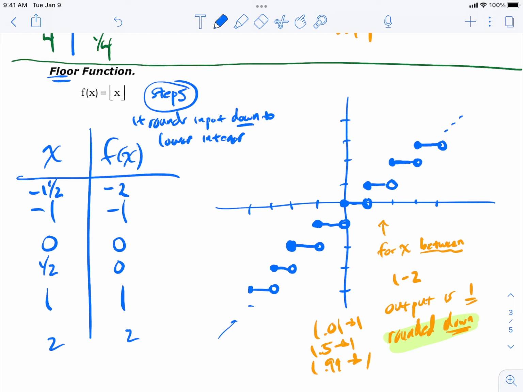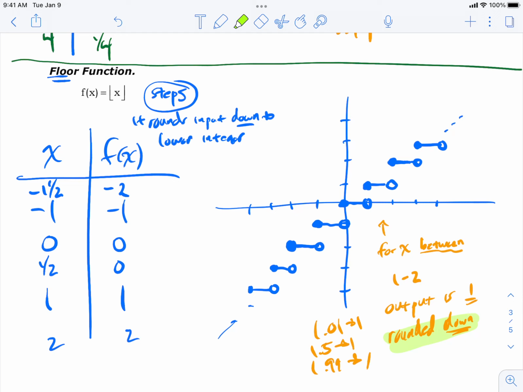Anyway, it's the round down function. So it looks like a set of steps. If you keep that in mind, you're halfway there. Then you just got to make sure the steps end up in the right spots. So you can remember that when you plug in 1, you get 1. When you plug in 2, you get 2. When you plug in 3, you get 3. So that's where I'm getting all of these solid dots. And then your steps go horizontal.